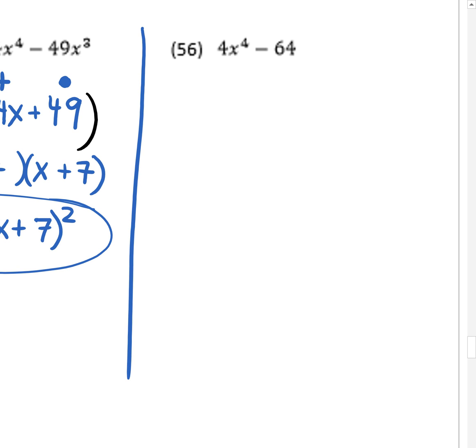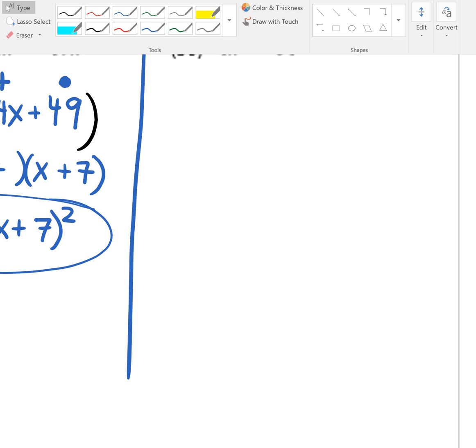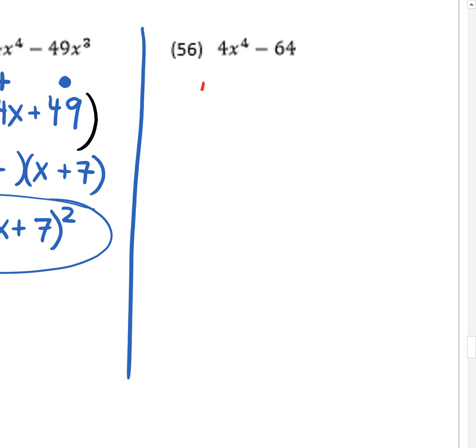Alright, next one. These have a common factor as well. Every single problem has a common factor. 4 goes into 4x to the fourth and 64. See, 4 times x to the fourth is the first term. 4 times 16 is 64.